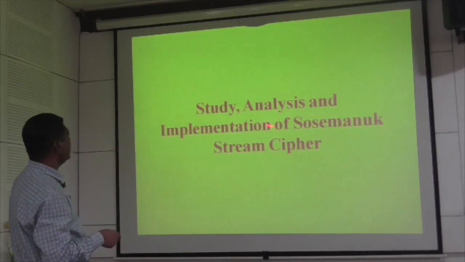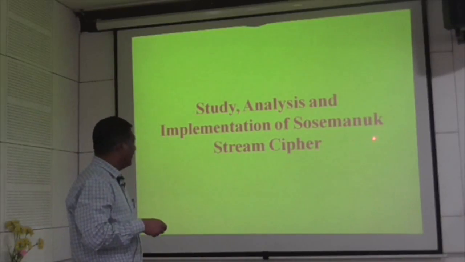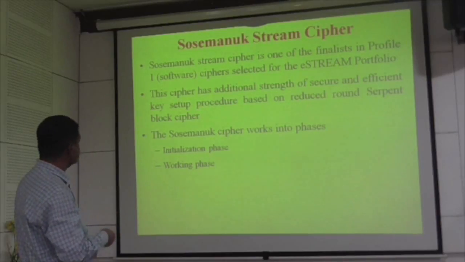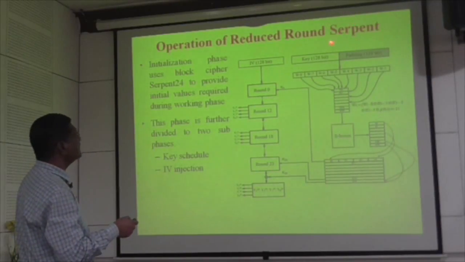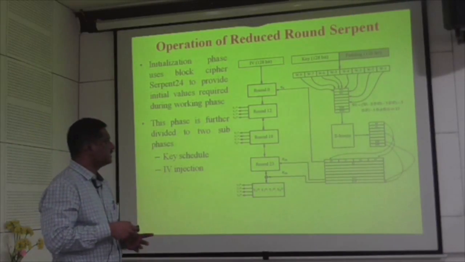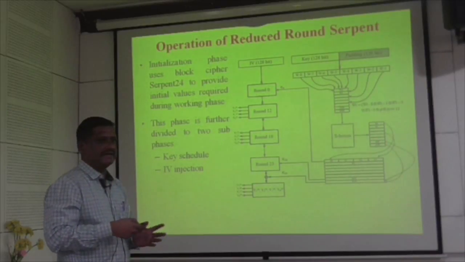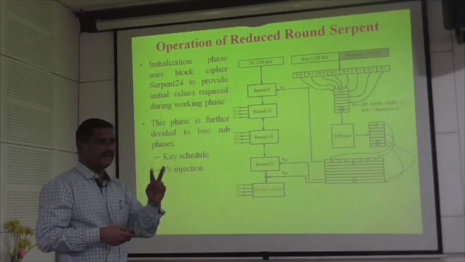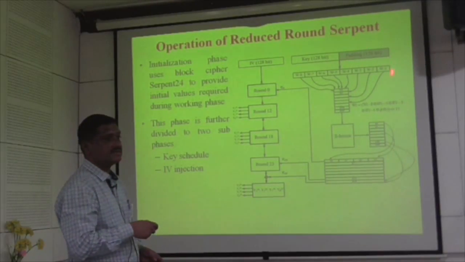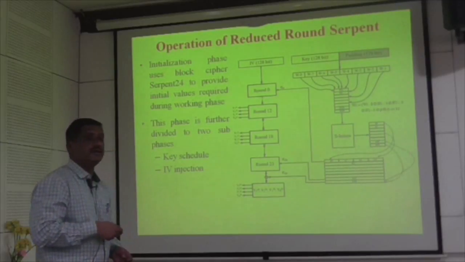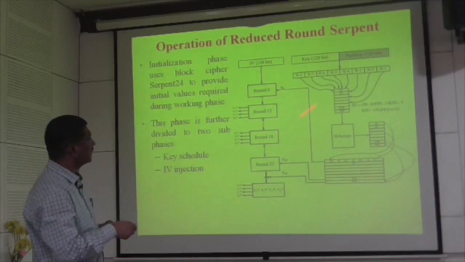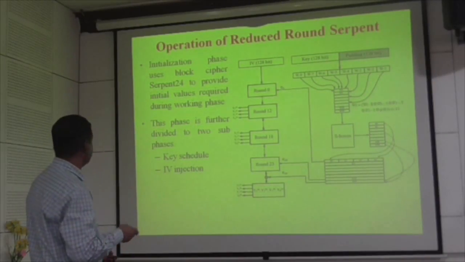Then here, I have taken another architecture which is SOSEMANUK. This architecture consists of two phases, that is the initialization phase and then the working phase. Here, this is one of the algorithms, that is Serpent. One of the computations was in the block cipher finalization of the AES, and two algorithms were the finalists. One is the Rijndael algorithm selected as AES, and another is the Serpent. This algorithm was not selected because it takes a longer time. Otherwise, the security of this algorithm is more than the AES, whatever exists right now.